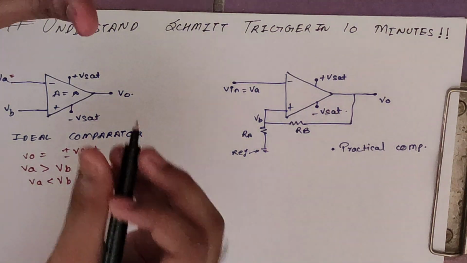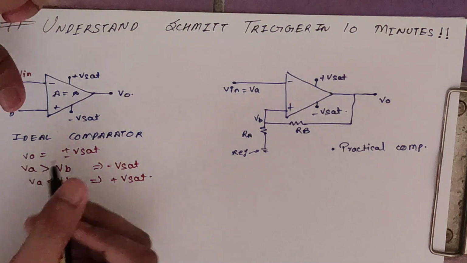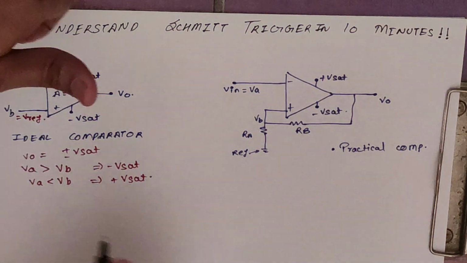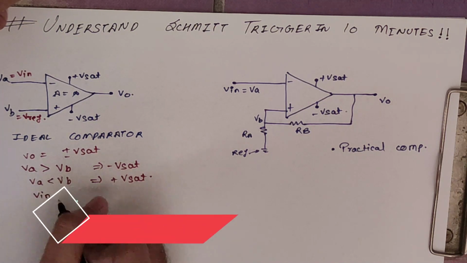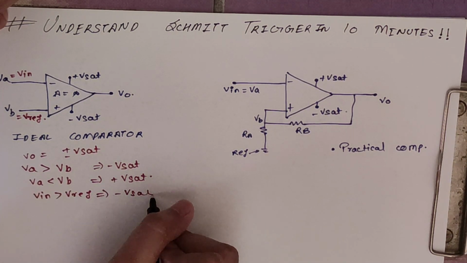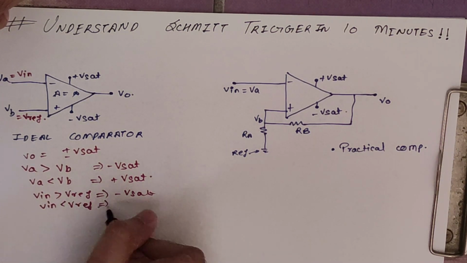Let's say I provide an input voltage at VA. This is my input voltage, and I provide a reference voltage at VB. So I can say if my Vin is greater than my Vreference, I will get minus Vsat, and if Vin is less than Vreference, then I will get plus Vsat.